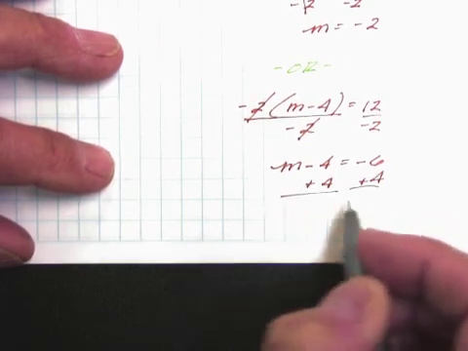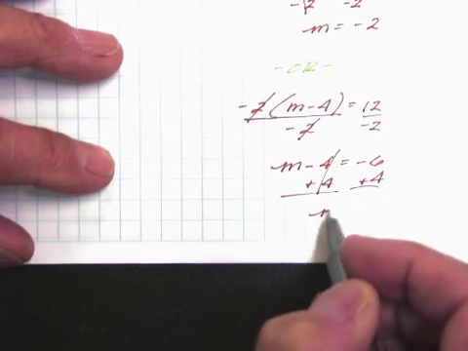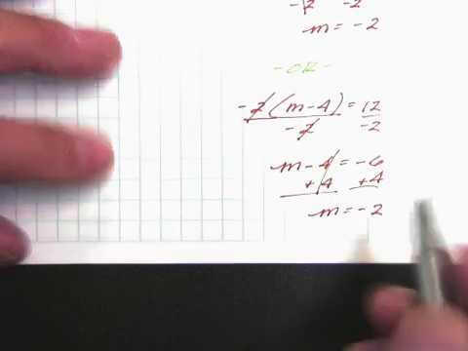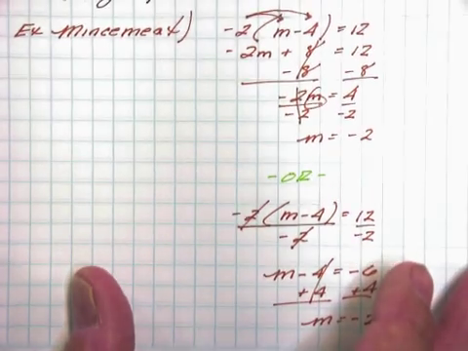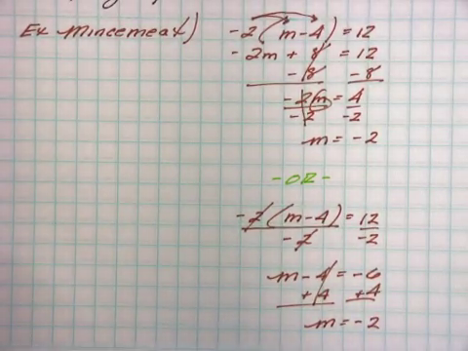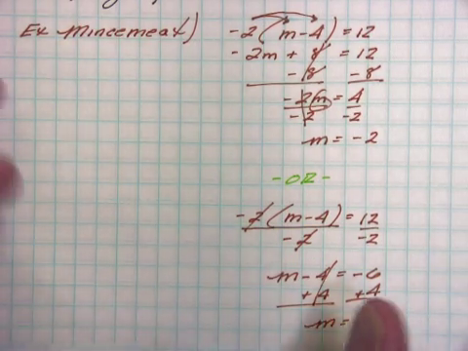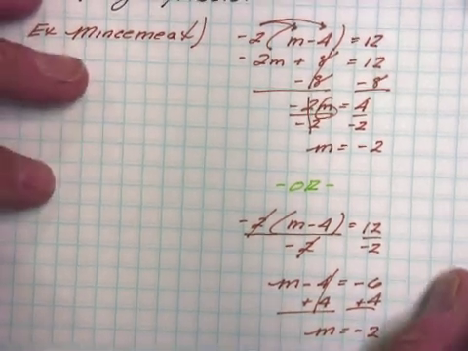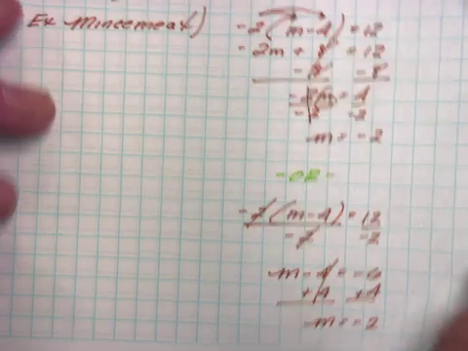Now, it's a simple one-step equation. To get rid of a negative 4, I add 4, and those cancel, and m equals negative 2. So you get the same answer. So I wanted to show you that there were, in fact, two different ways to do that problem.